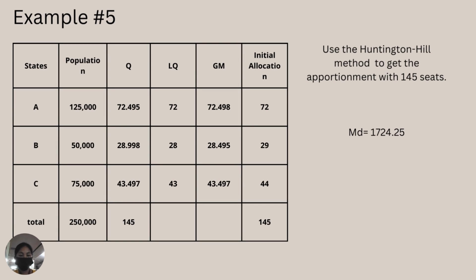Our modified divisor is 1724.25. The quota has been changed. In state A, it becomes 72.495. In state B, it becomes 28.998. In state C, it becomes 43.497. So the geometric mean is 72.498, 28.495, 43.497. So the initial allocation is 72, 29, 44, with the summation of 145. Now they are balanced and equal. The apportionment with 145 is now balanced.